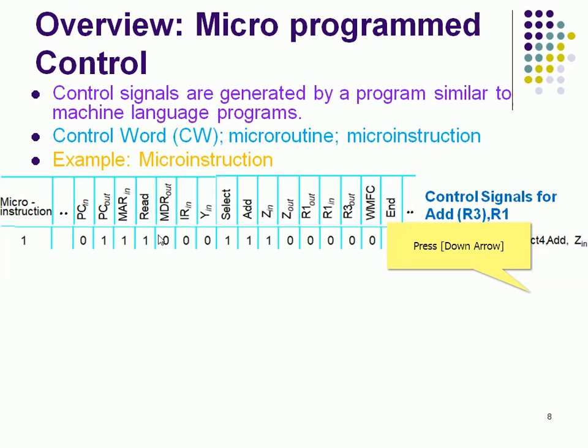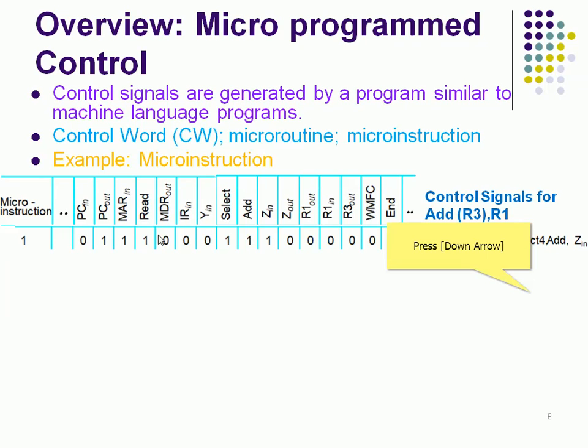So here PC out is 1, MAR in is 1, read, and Y in, and Z in, right? Select 4 and add will be there. So Z in will be there. All others will be 0, except those. So I hope it is clear how to generate the micro instructions.